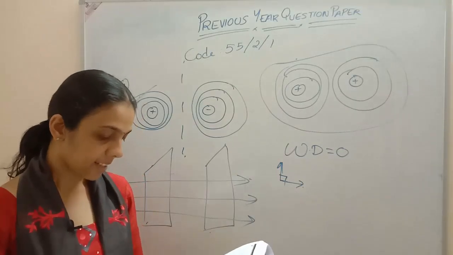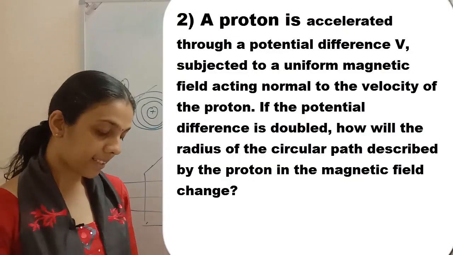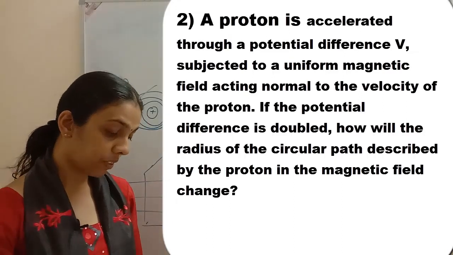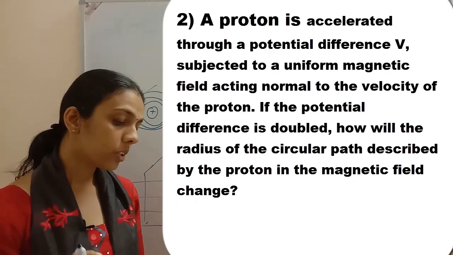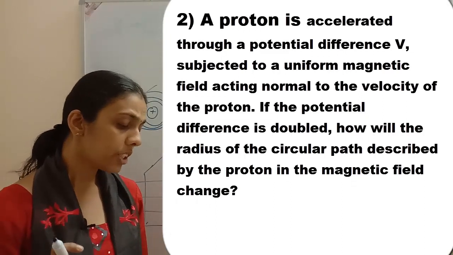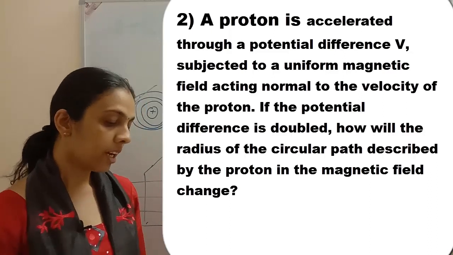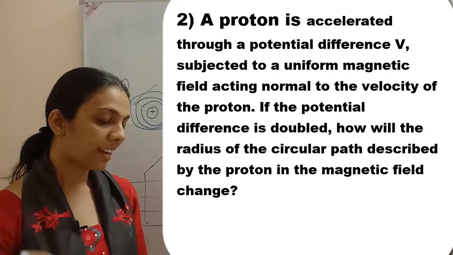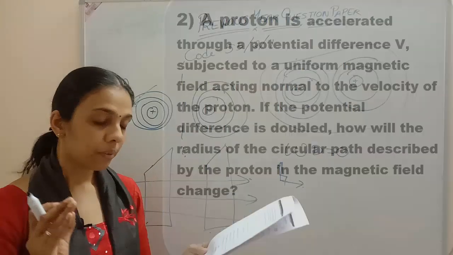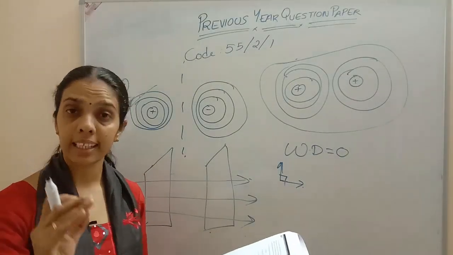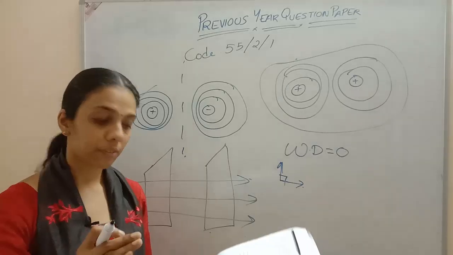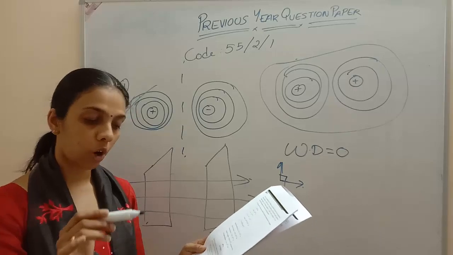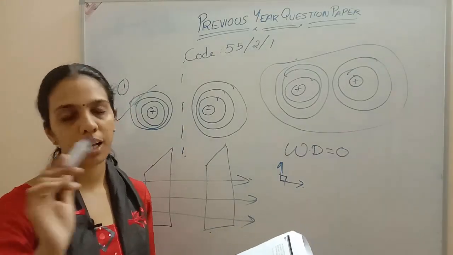Next, the second one: a proton is accelerated through a potential difference V and subjected to a uniform magnetic field acting normal to the velocity of the proton. If the potential difference is doubled, how will the radius of the circular path described by the proton in the magnetic field change? We should know the relation connecting the radius, potential and magnetic field. Since the field is uniform and normal to the velocity, the path will be circular.